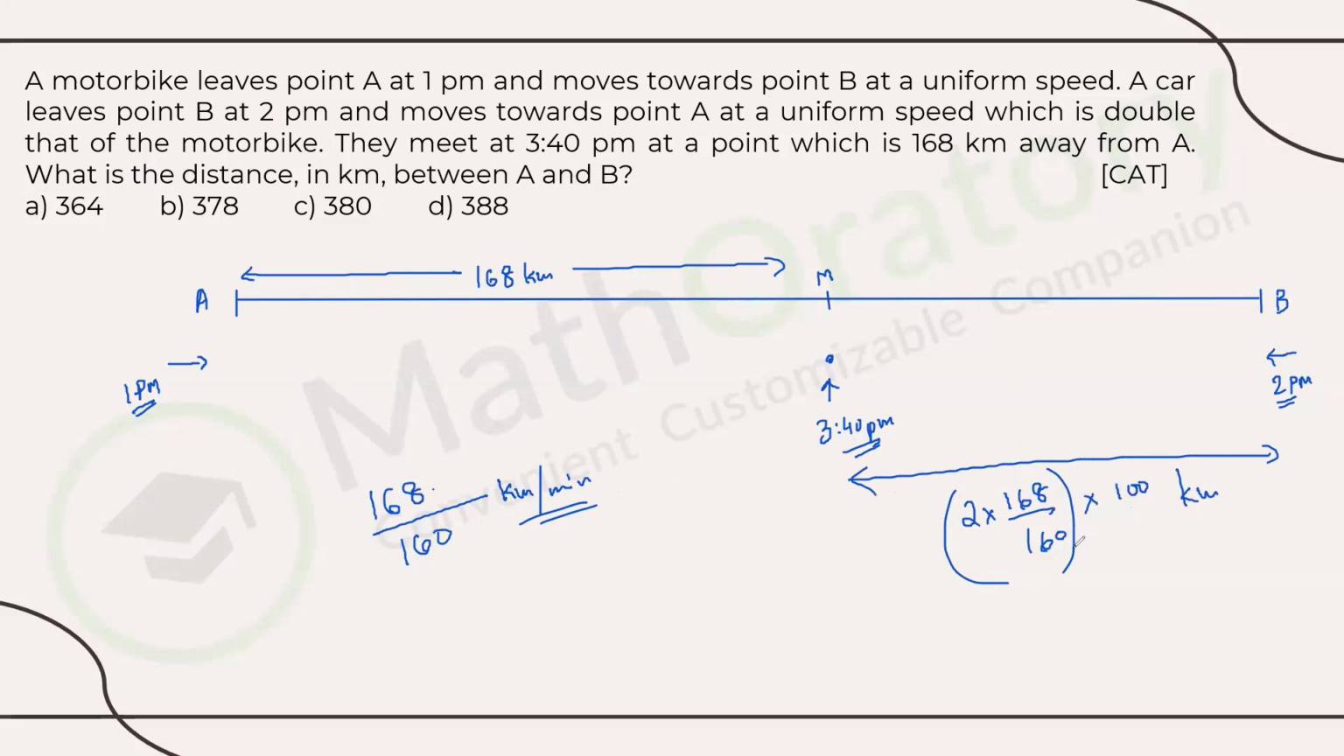So let us simplify this. If you notice, this 160 is 8 into 20, 100 is 5 into 20. So this goes off, 5 remains. This is 8. And then we have 21 here. So 21 and 2 into 5 is 10. So this is 210 kilometers. Right. So we have 210 here, 168 here. Just add it up. We get 378 as an answer.